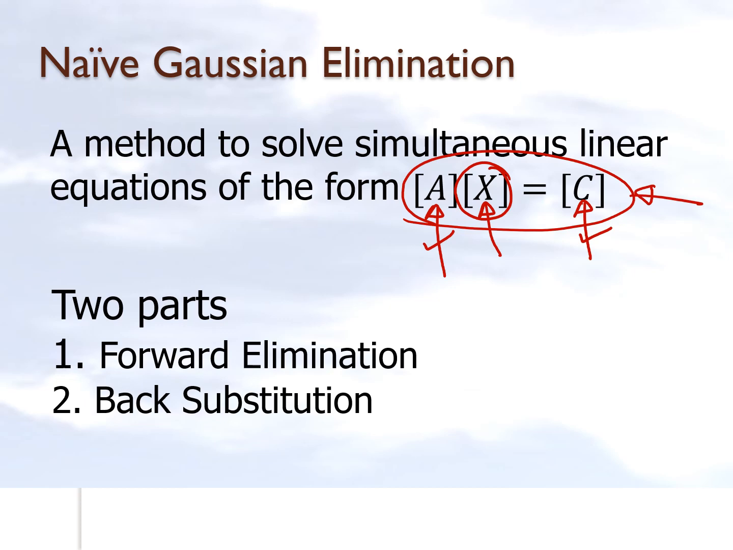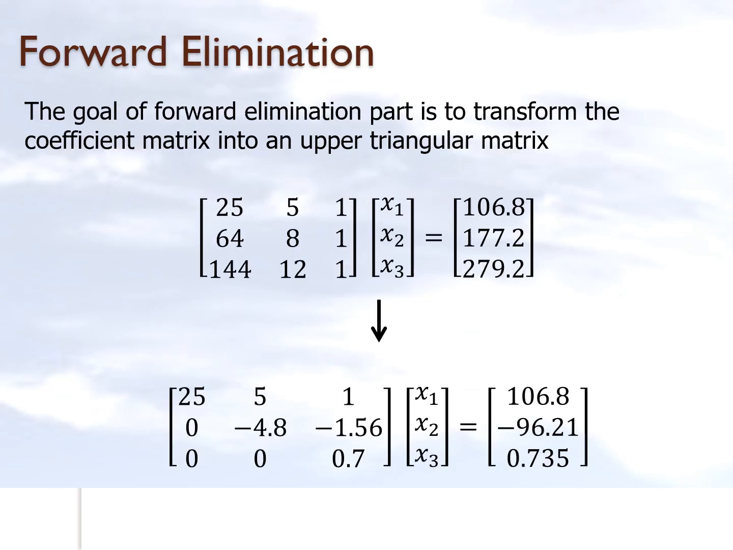The naive Gaussian elimination method has two parts to it. The first part is the forward elimination, and then you use back substitution. Once you do forward elimination and back substitution, you'll be able to find out what the quantity x is, which is a vector. So let's look at the forward elimination part, and it is better to look at it from an example point of view to get a feel for what forward elimination does.